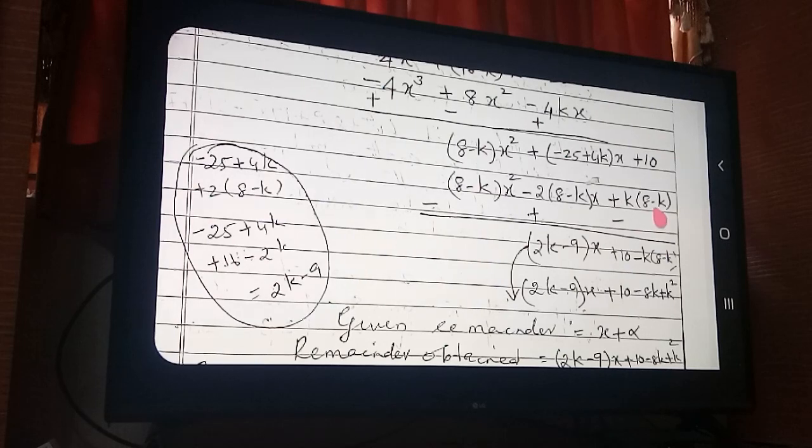Now we will change the sign and add them. Here plus coming so minus. Here minus coming so plus. Here plus coming so minus. So 8 minus k whole x square minus 8 minus k x square, the term will cancel.